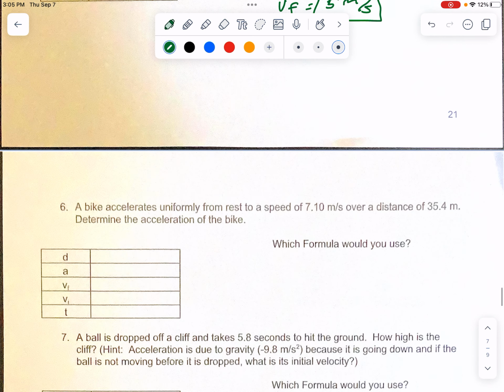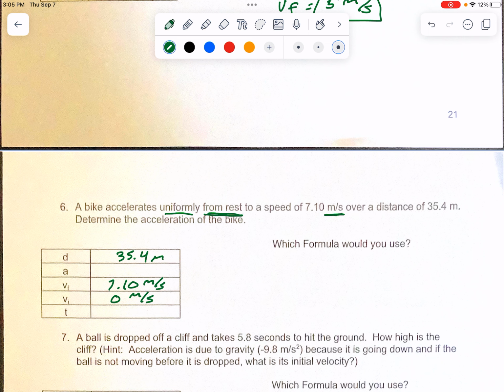Number 6, a bike accelerates uniformly. Uniformly just means at a constant rate, so it just means your acceleration is not changing. From rest. There's a key takeaway right there. From rest means your initial velocity is 0. To a speed of 7.10 meters per second. Meters per second, that's a dead giveaway, that's velocity. So that means your V final is 7.10 meters per second. Over a distance of 35.4 meters, so distance is 35.4.